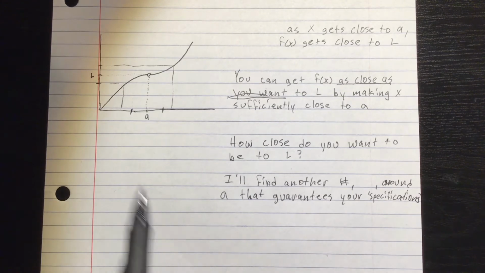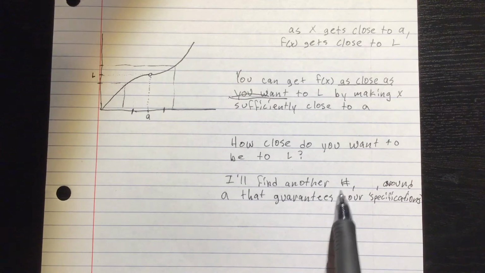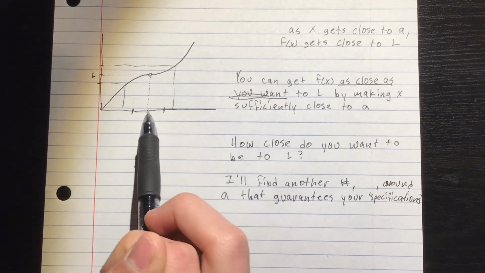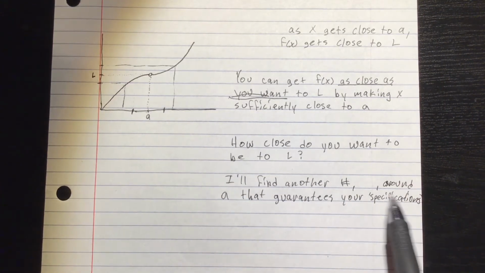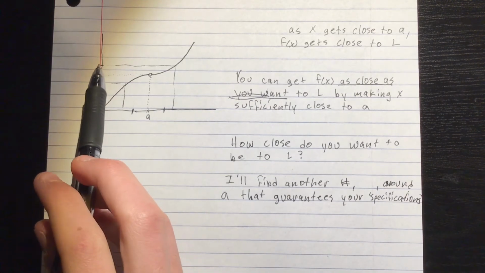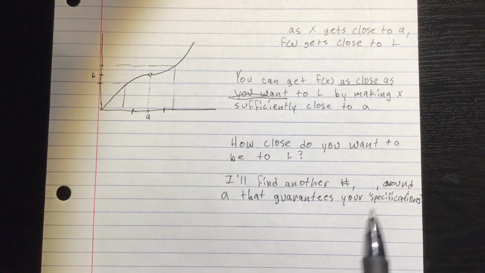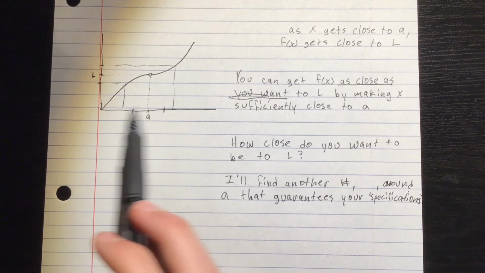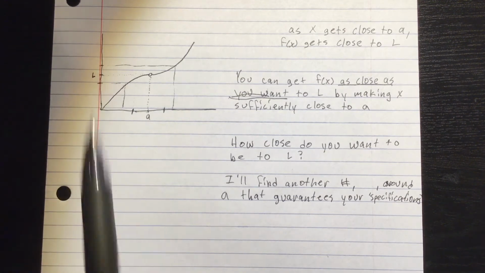So how close do you want to be to L? This is this range around L. That's how close you said you wanted to be. And I found you another number, this distance right here, whatever that is, away from A, so that it guaranteed your specifications. This is what your specifications were. You said, I want to be within that distance from L. And I said, okay, if you pick x values in that interval, you'll always have output values within the range that you wanted.